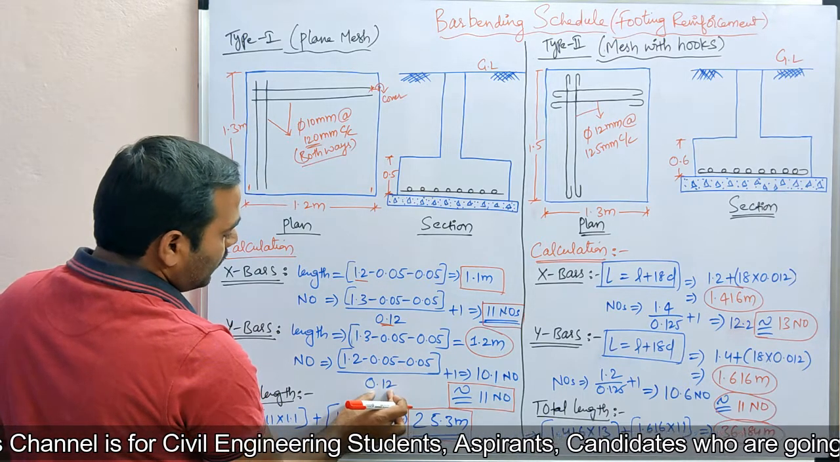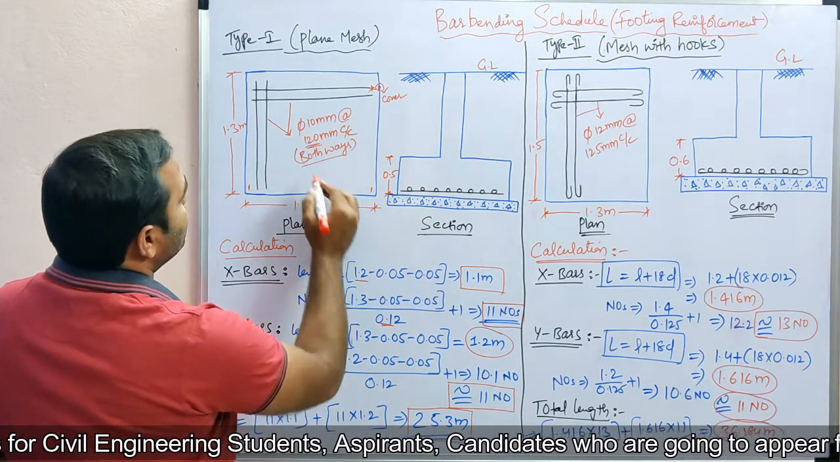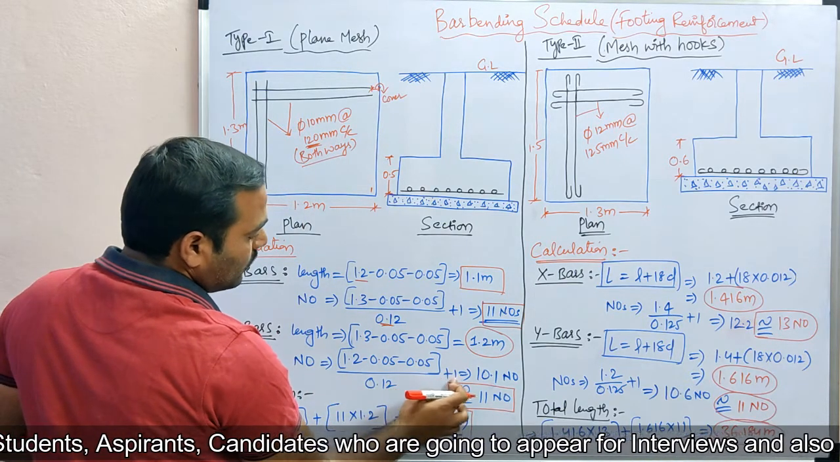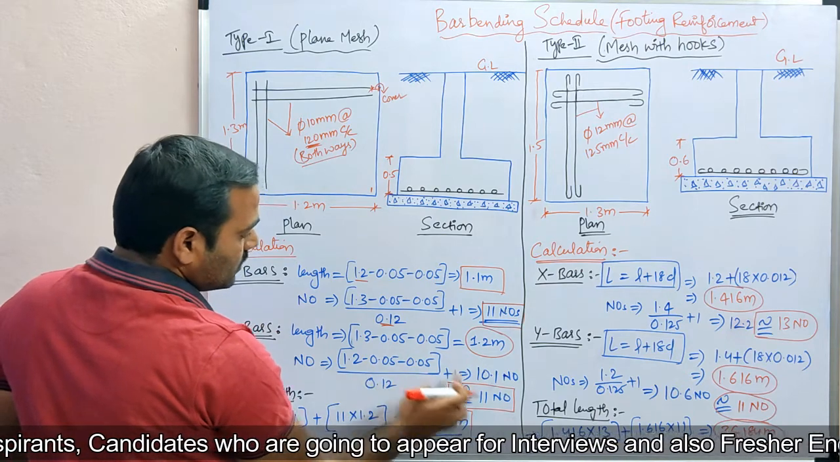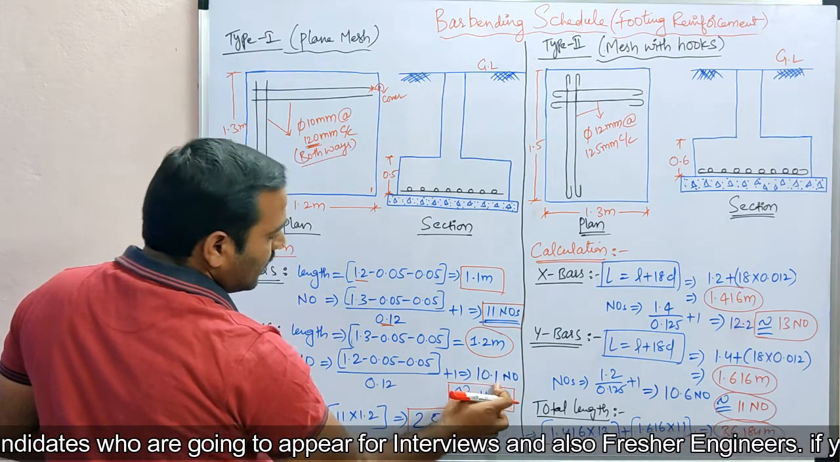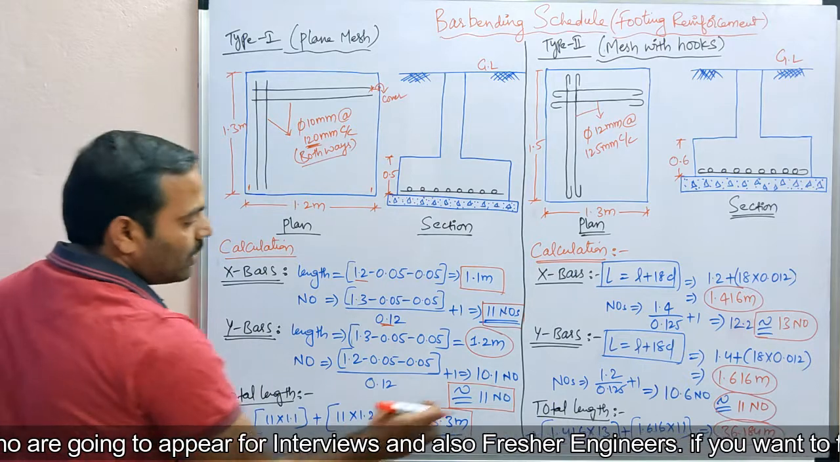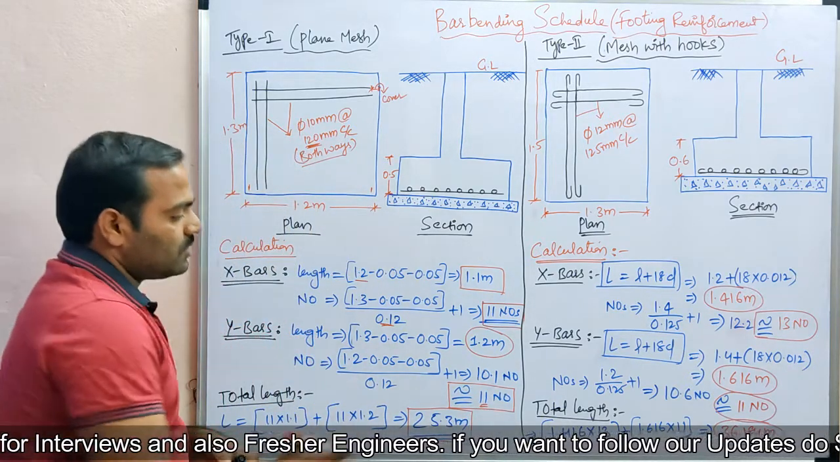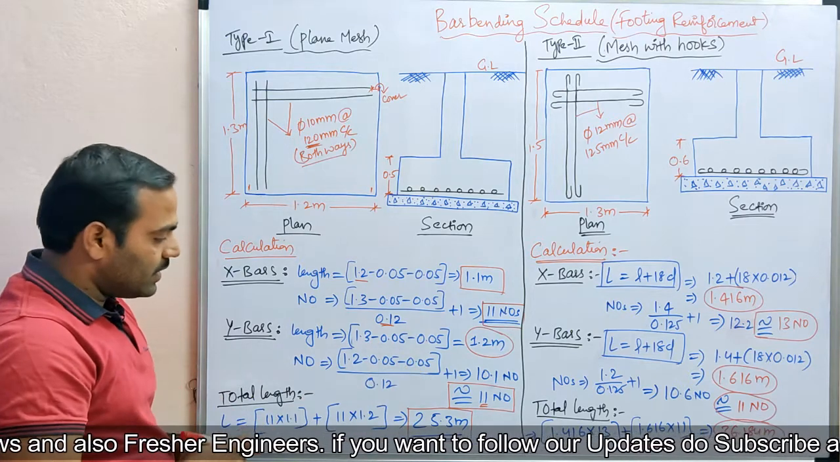Divided by 0.12, that is nothing but the spacing which is given here, 120 mm. So 0.12 plus 1 number. If we do this, we will get 10.1 numbers as the total number of bars. So approximately we can take 11 numbers for this one. So these are the y bars calculation.